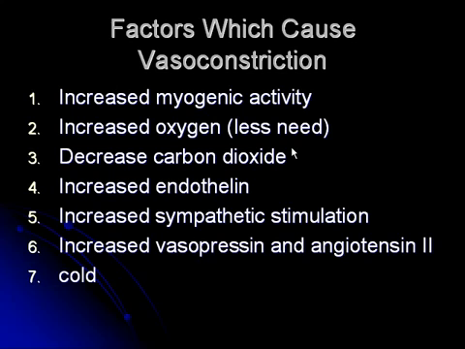Number 4, increased endothelin. This one you've never seen before. Endothelin is a chemical. Endothelin's kind of cool. When I was in grad school, I worked in a lab where there was a guy that studied endothelin, and it's the most powerful vasoconstrictor that we know on the planet. And your body makes it. It's comparable to snake venom. That's how strong this stuff is. It's a little chemical released by the endothelial cells that causes vasoconstriction.